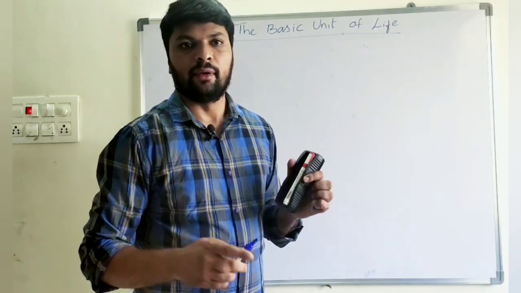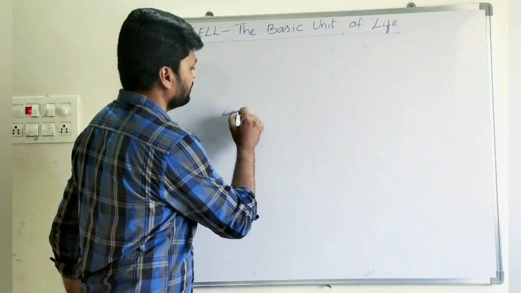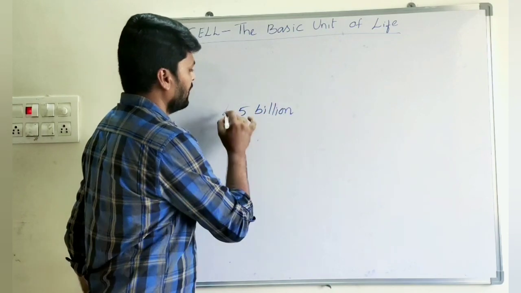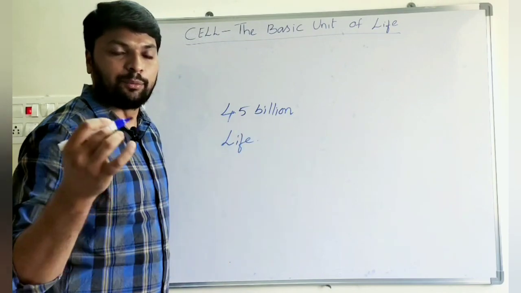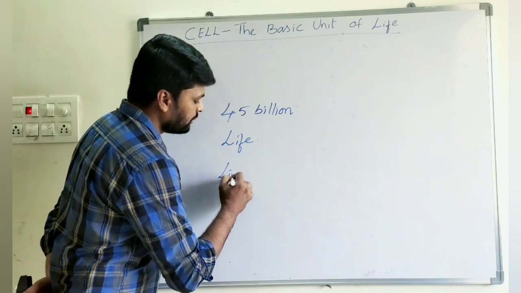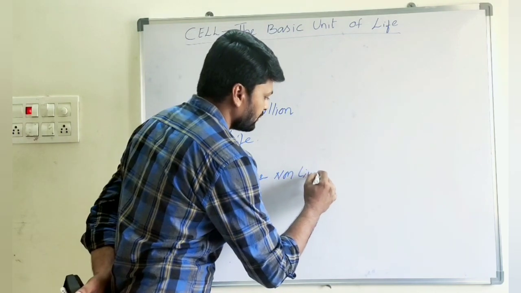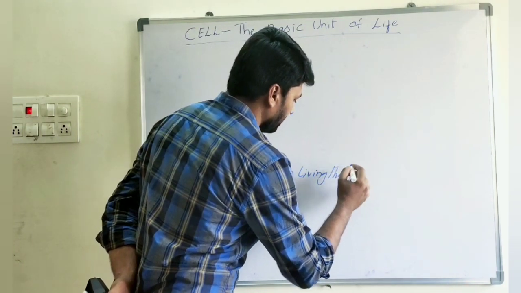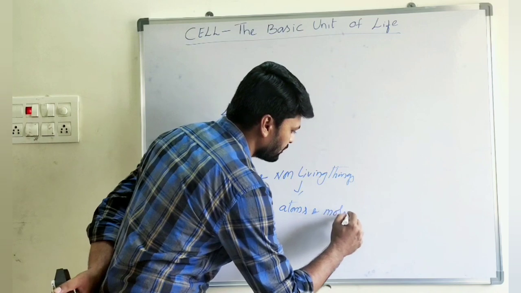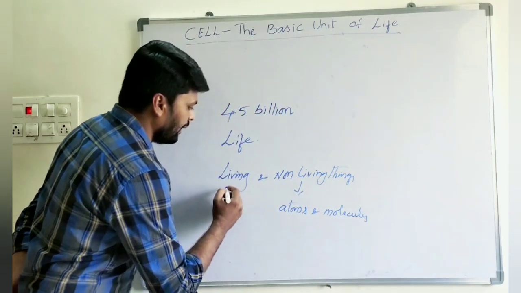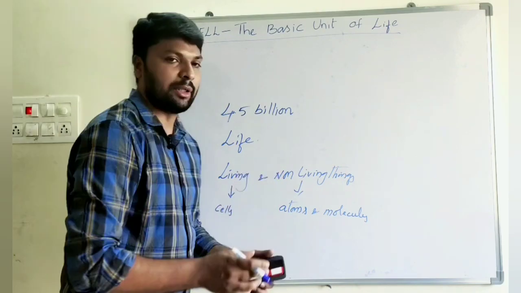Almost 4.5 billion years ago Earth formed, and Earth is the only planet where you'll find life. If you observe the Earth, you'll find both living organisms and non-living things. Non-living things are made up of atoms and molecules, whereas living things are made up of cells. Even cells contain both atoms and molecules.